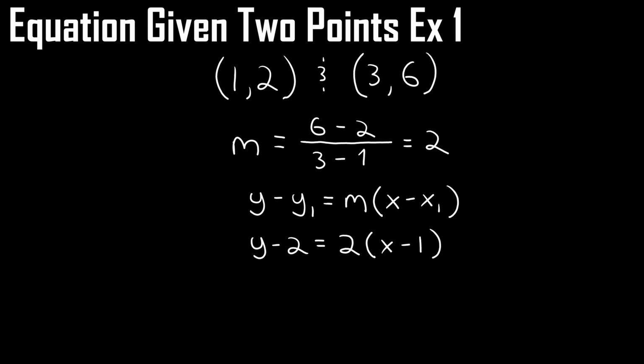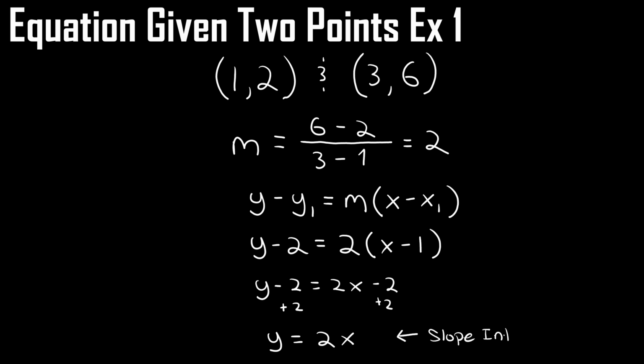We can then convert this to slope-intercept form. So we'll distribute the 2. So we're going to get y minus 2 equals 2x minus 2. Then we'll add 2 to both sides. So we'll add 2 and then add 2. So our answer in slope-intercept form will be y equals 2x. So this is our answer in slope-intercept form. And then this is our answer in point slope form.